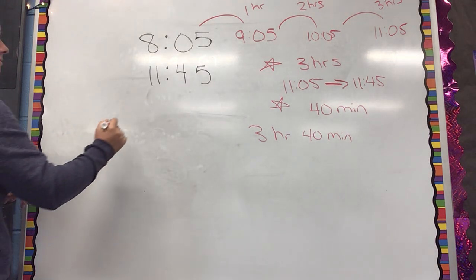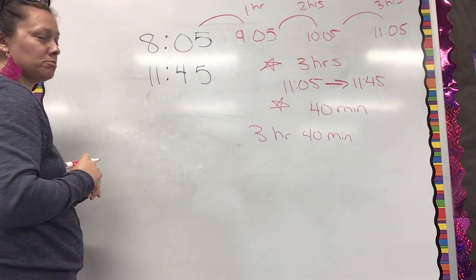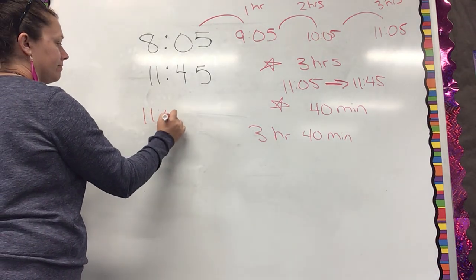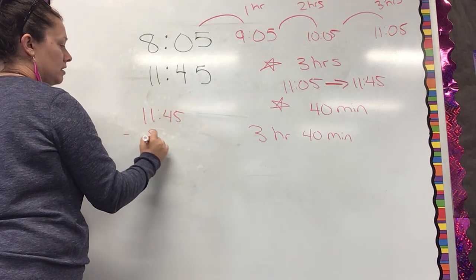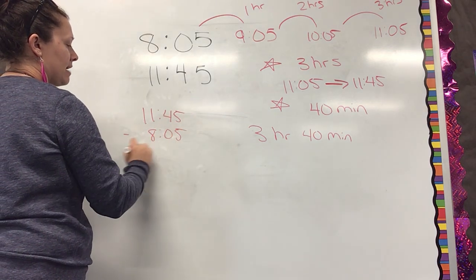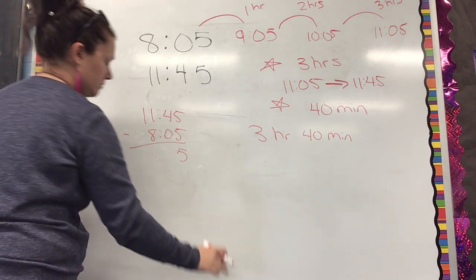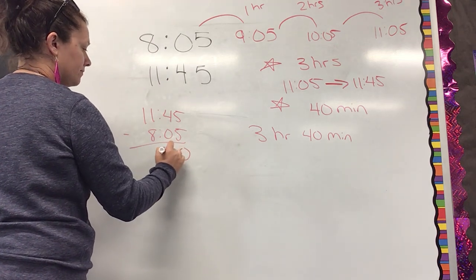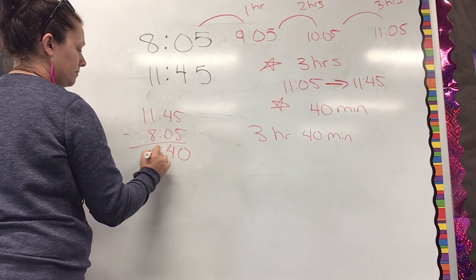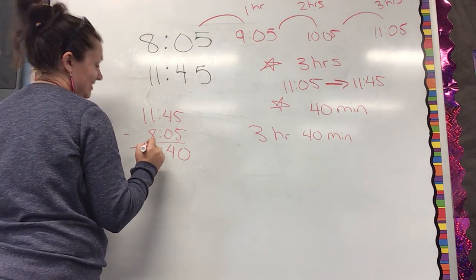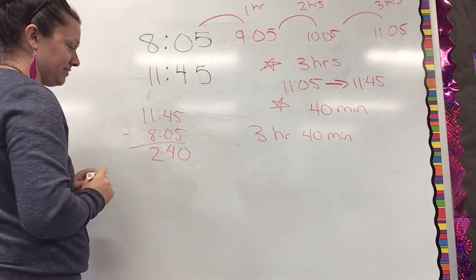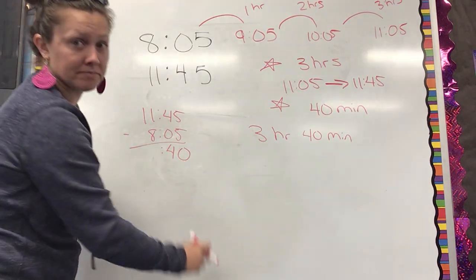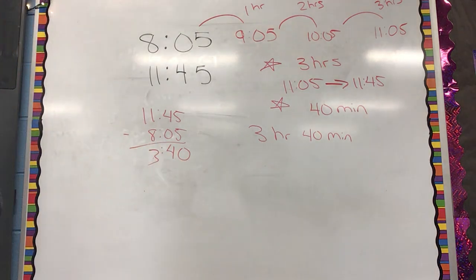Could you subtract? Did anybody subtract? So you did 11:45 minus 8:05. 5 minus 5 is? 4 minus 0? 8 minus 2? 11 minus 8? Oh, it's not 2? Yes, it's 3. Very good. All right, good job, guys.